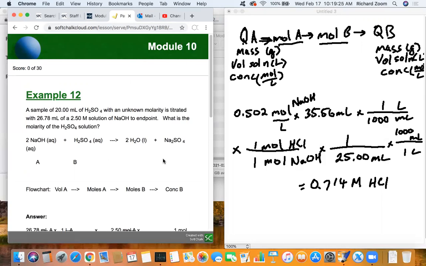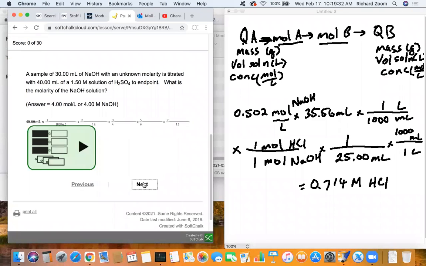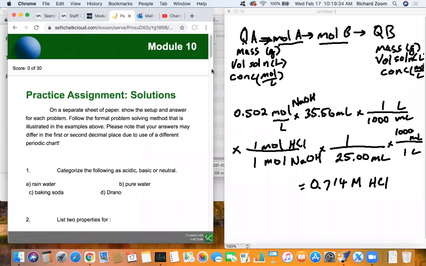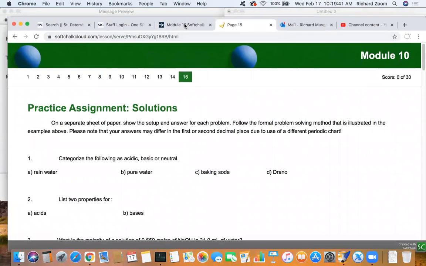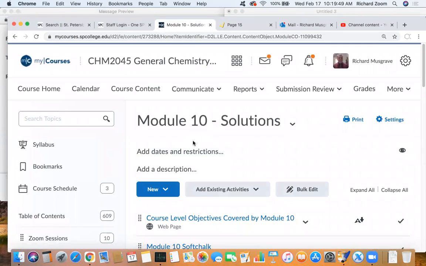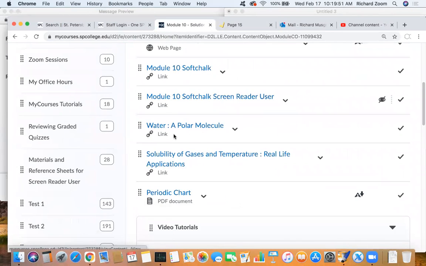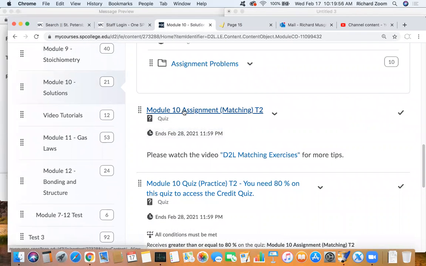And all of these concentration type titration problems, they all take pretty much the same form. Does anybody have any questions? All right, let's take a look at the assignment and some of the other things you'll need to do for the homework.